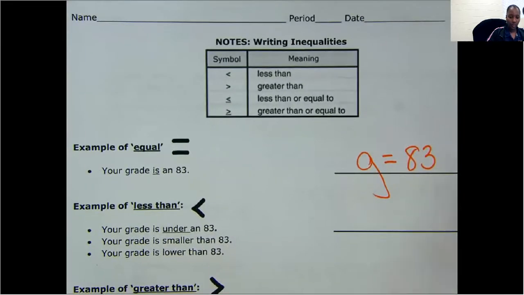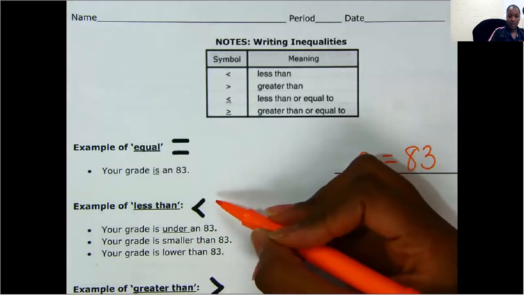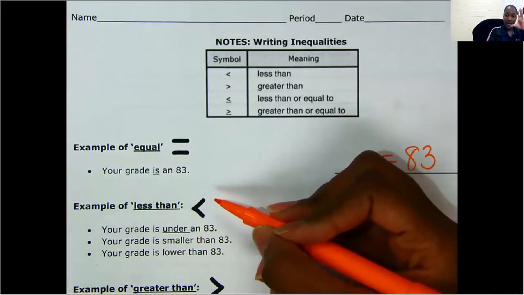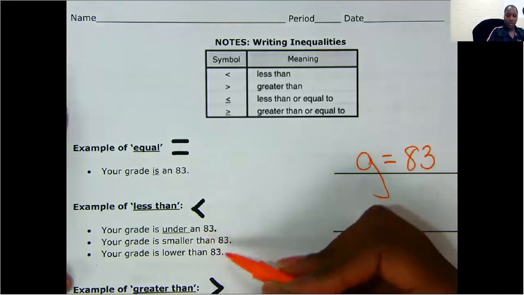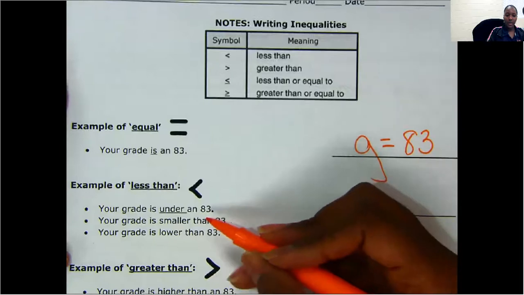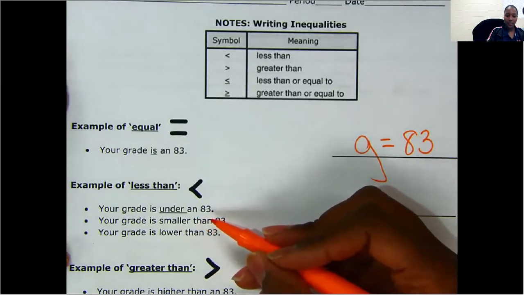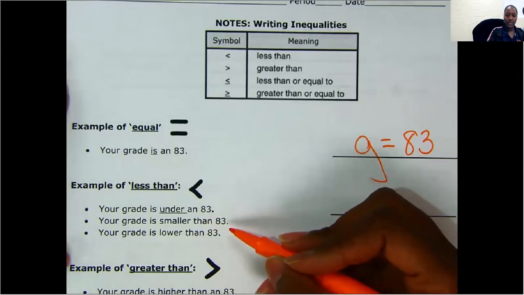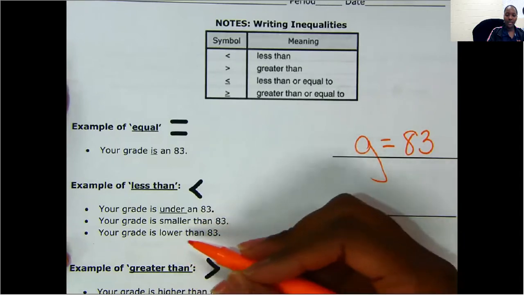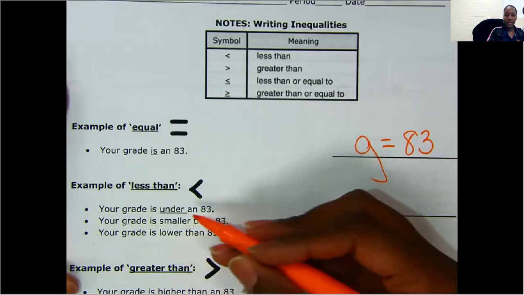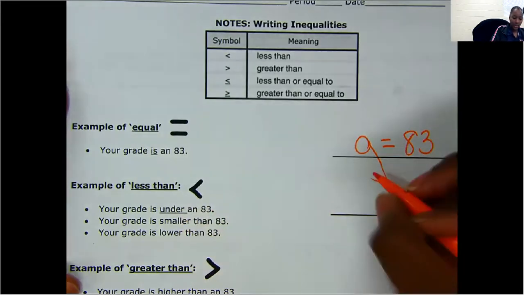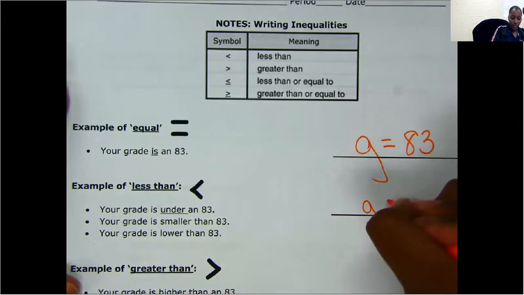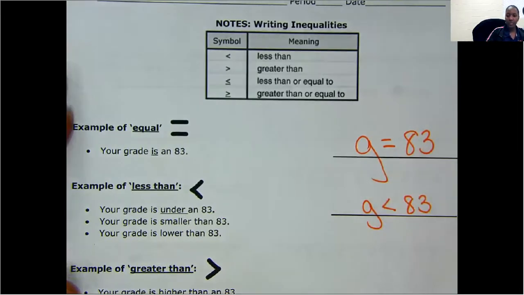Example of a less than symbol. Remember in elementary school, alligator eats the bigger number, turns away from the smaller number, right? So let's look at some examples here. Your grade is under an 83. Your grade is smaller than an 83. Your grade is lower than an 83. These are some examples of words that you would see that indicate that it's less than. So I'm going to use G again. So your grade is less than an 83.